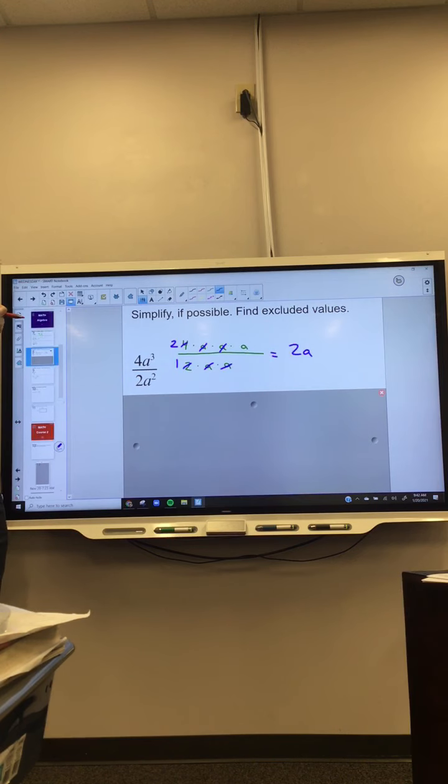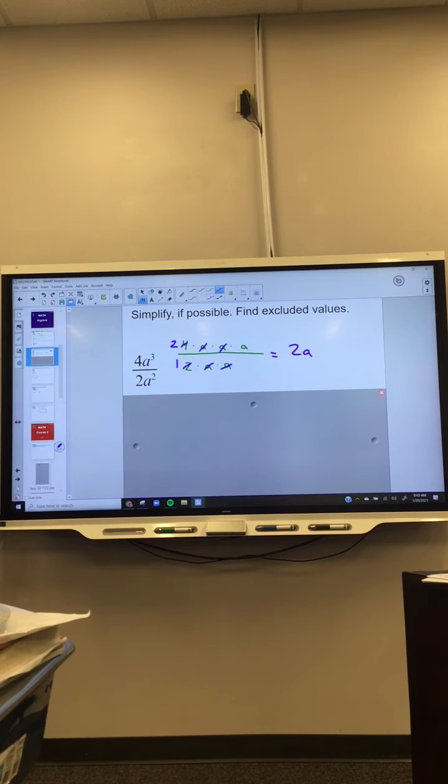When I look at 2a, is there anything that a can't be? In other words, are there any excluded values? 0. So you're saying a can't be 0? Wait. No, there aren't, because that's the numerator. Yeah. Because a could still be 0. If a is 0, then the whole expression is worth 0.